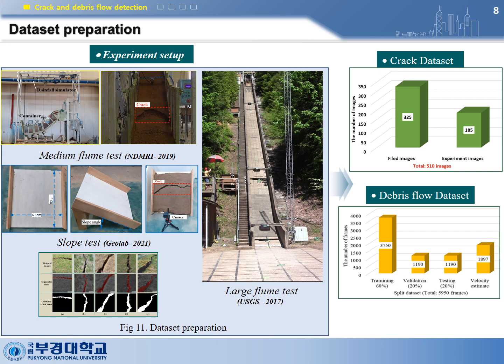Dataset preparation. We build a dataset for the crack and rapid flow detection system. Images and videos of cracks and rapid flow were collected from experiments, small volume tests, and medium and large volume tests. Also, we collect images from the field. The crack dataset includes 510 images, and the flow dataset is extracted from 12 videos with around 6,000 frames, including the objects below.